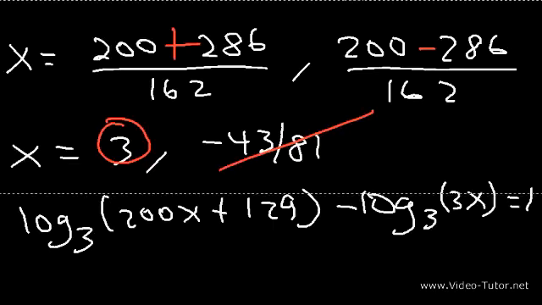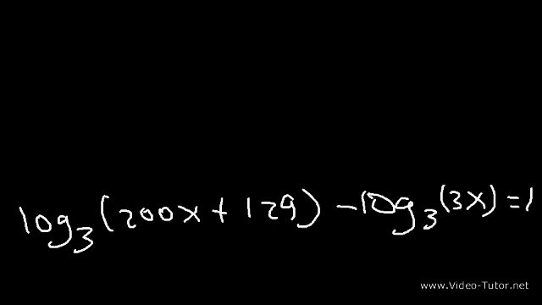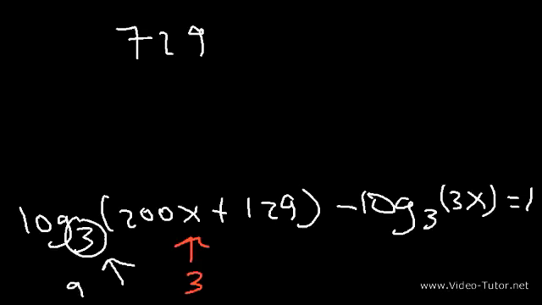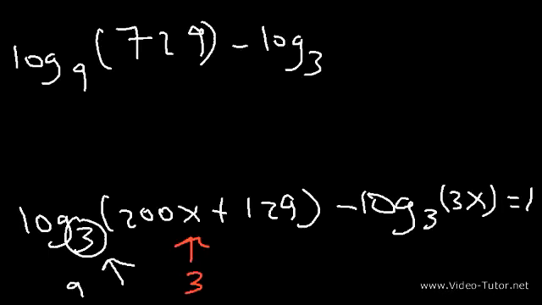But now let's check it. Let's make sure that's the right answer. So let's plug in 3 into the equation. 200 times 3 is 600. 600 plus 129 is 729. Oh, by the way, this is supposed to be a 9. That was the original equation. So log base 9 of 729 minus log base 3 of, and then 3 times 3 is 9. Let's see if this is equal to 1.